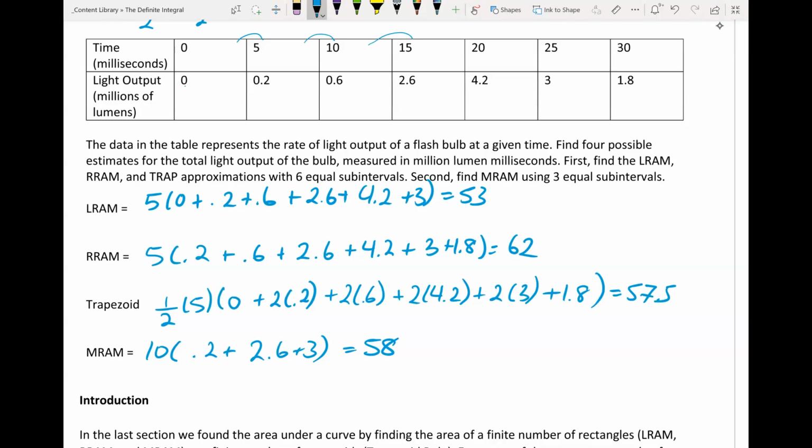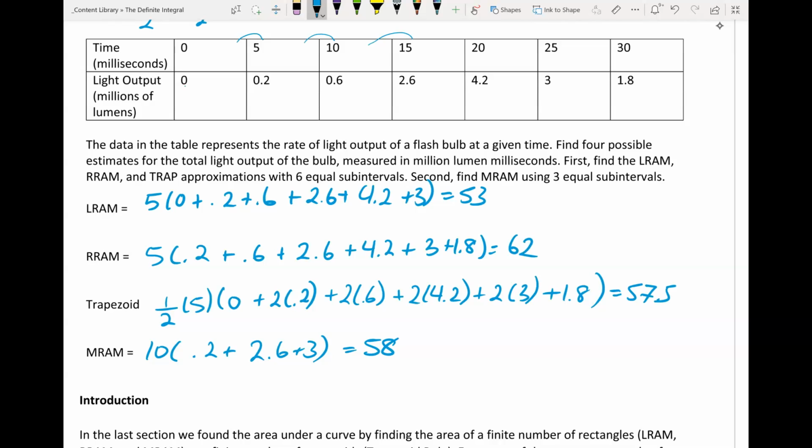Then on the right Riemann, again, our width doesn't change, it's still 5. But now I'm going to pick the right value instead of the left. So between 0 to 5, I'm going to pick 0.2. From 5 to 10, I'll pick 0.6. And then all the way to 25 to 30, I'm going to pick 1.8. Essentially, it looks like you're omitting the first data point and then having the rest of them, and you're summing them up.